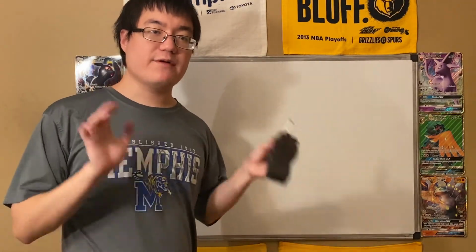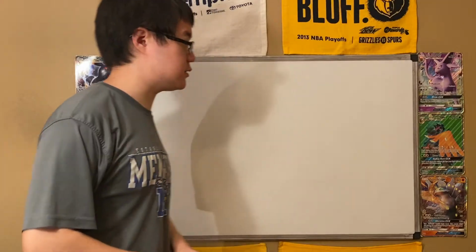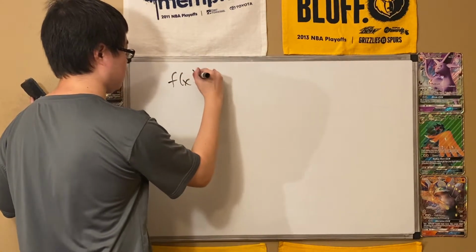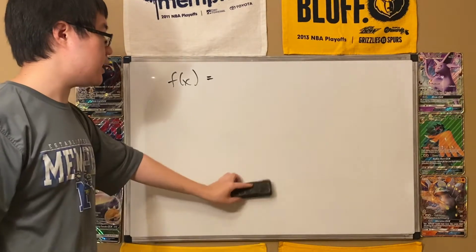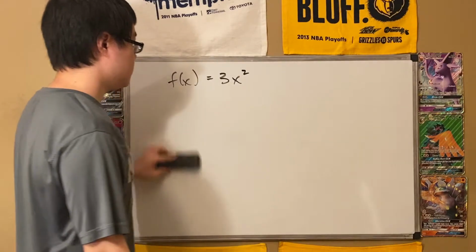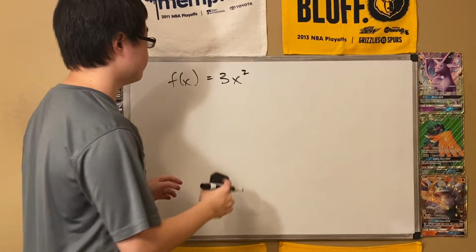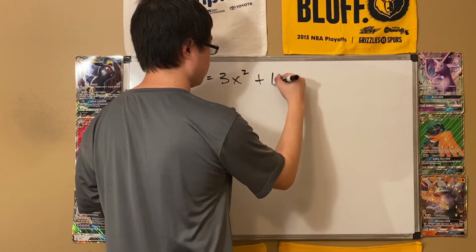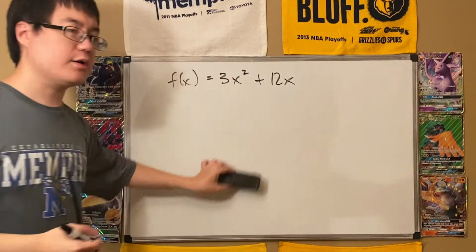Keeping in mind, you never find the zeros of the second derivative. Those are the inflection points. That's not the local maximum. So let's do this question. So we have f of x, and then let's say 3x squared plus, I don't know, 12x. So this is going to be my question.